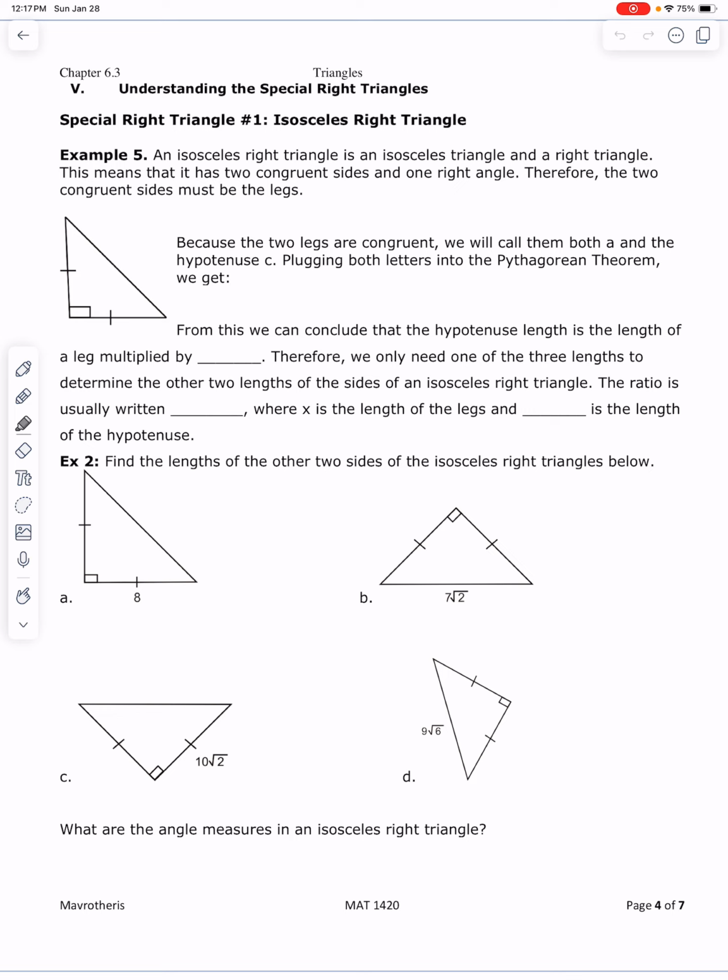Okay, so the first special right triangle we are going to talk about is an isosceles right triangle. An isosceles right triangle is isosceles, which means both legs are the same length. It can't be a leg and the hypotenuse. The hypotenuse has got to be longer. And we've got a right angle. Okay? So we are going to go ahead and start by labeling our two sides the same way.